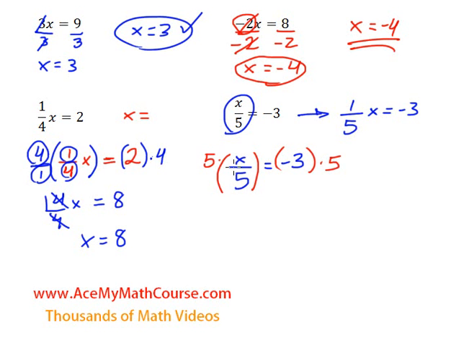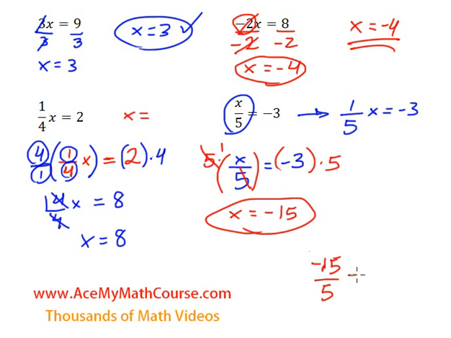5 divided by 5 is 1, so these 5's cancel out. We have 1 times x, which is just x, is equal to negative 3 times 5, negative 15. And that's it. If we wanted to check the answer, negative 15 divided by 5 is indeed negative 3. Negative 3 is equal to negative 3, so that is correct. Negative 15 is the answer.